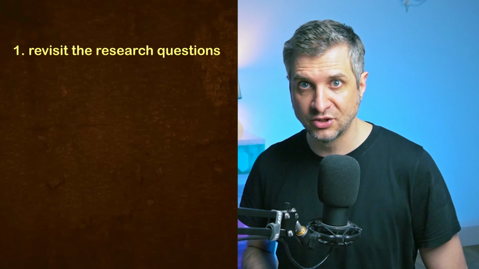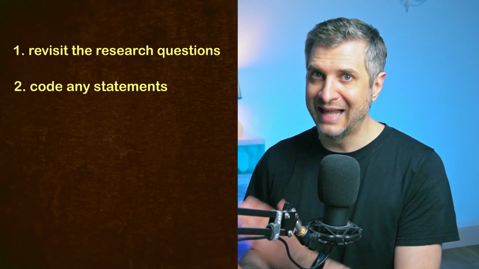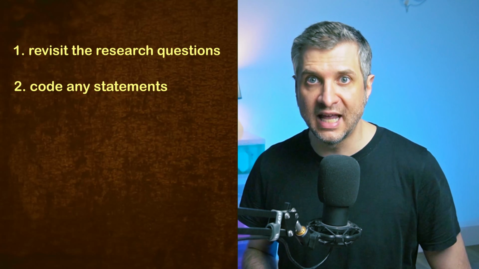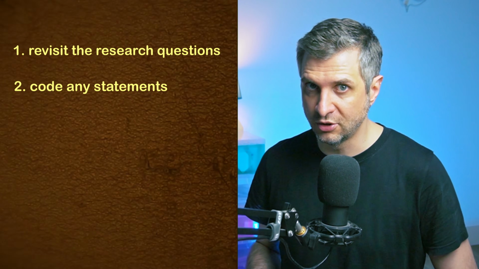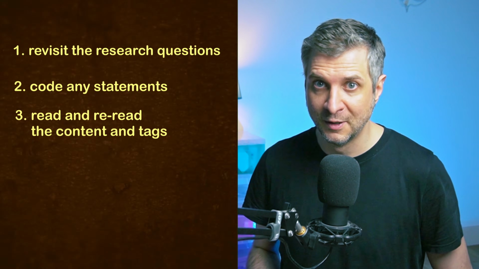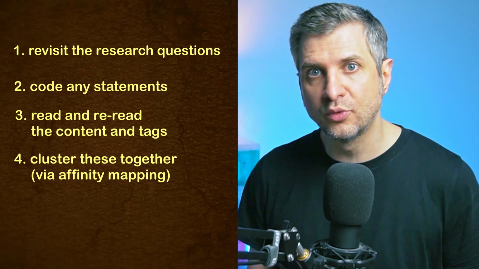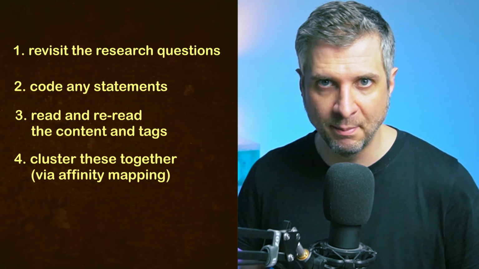So, okay, let's recap. To make this easy, let's talk about these 5 steps that we should take. The first is revisit the research questions so you know how you're going to approach the analysis. Then tag or code any statements. This can be done with transcripts or post-it notes. Then the next step is to get more familiar with the transcript. Try to group all these quotes, looking for patterns and connections through affinity mapping.